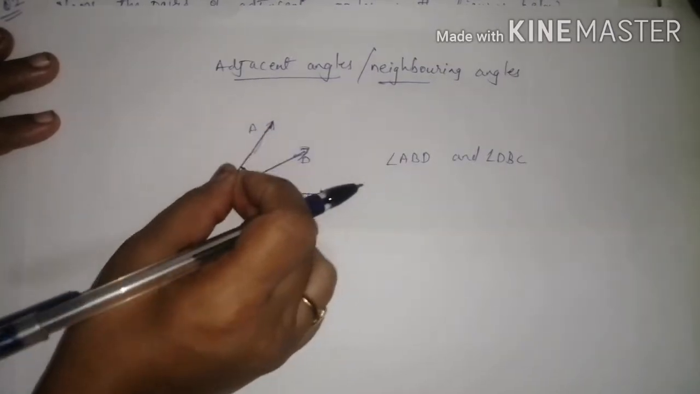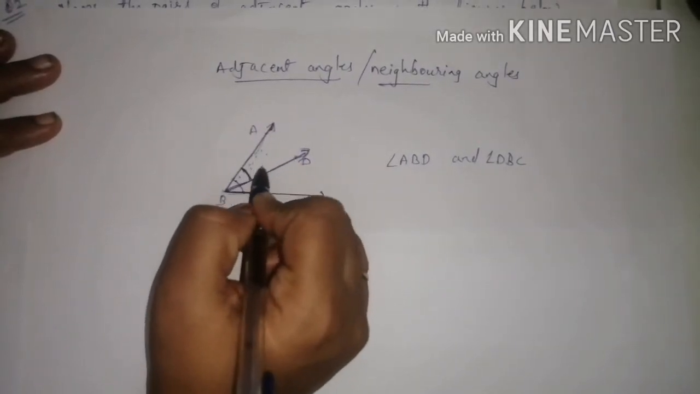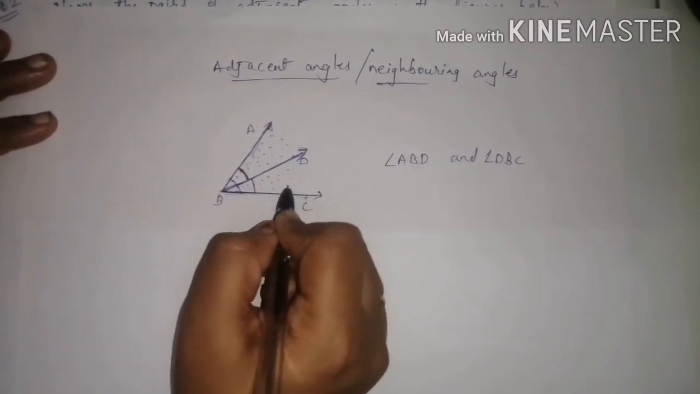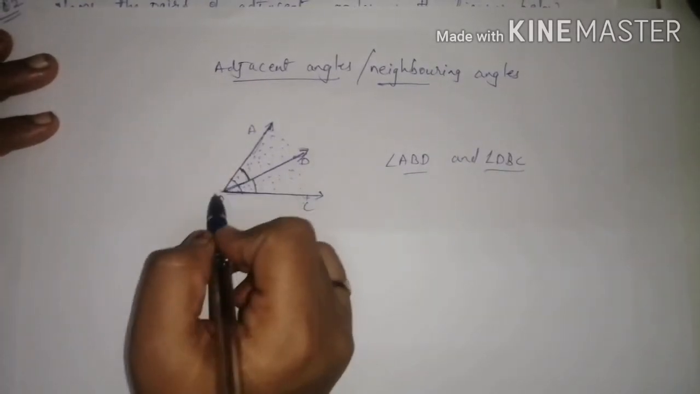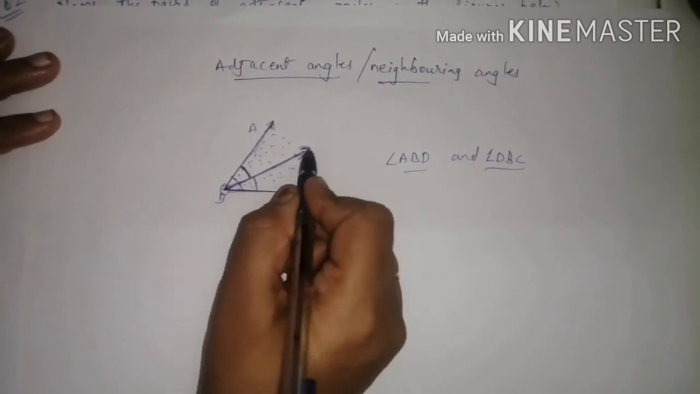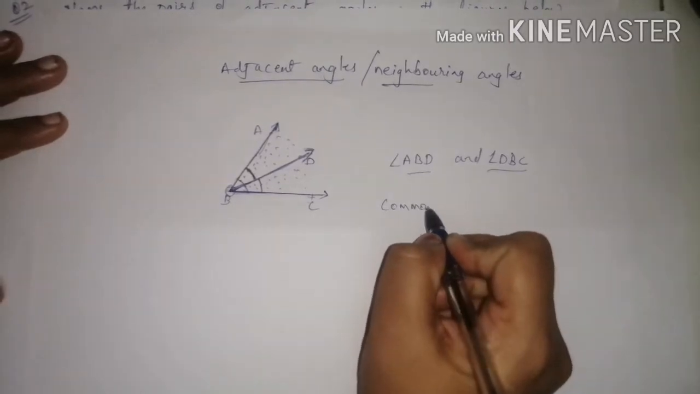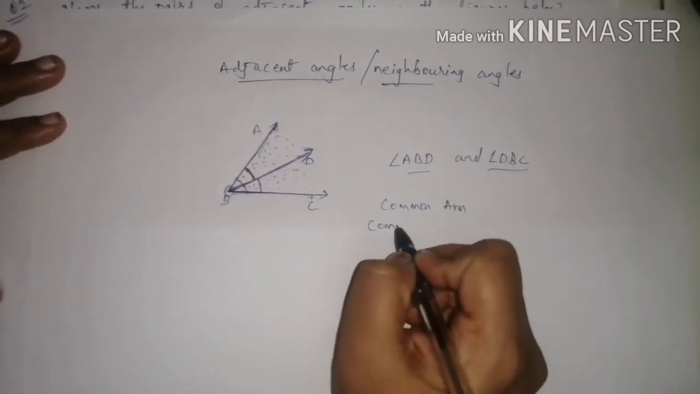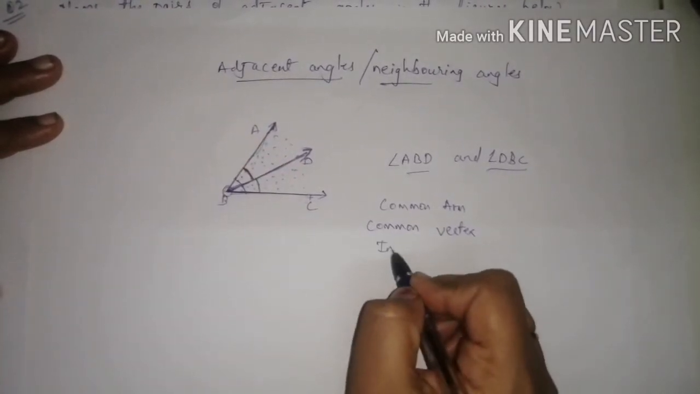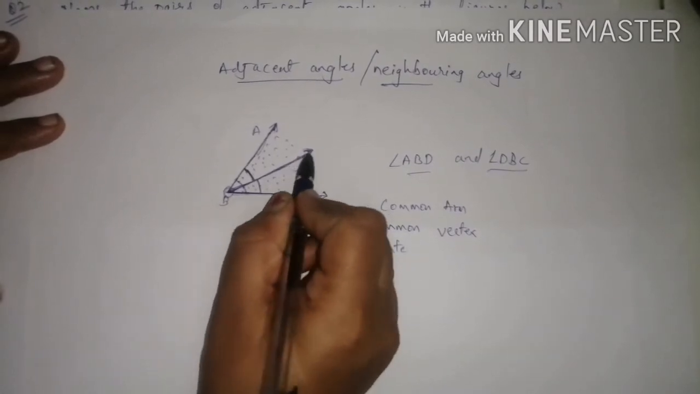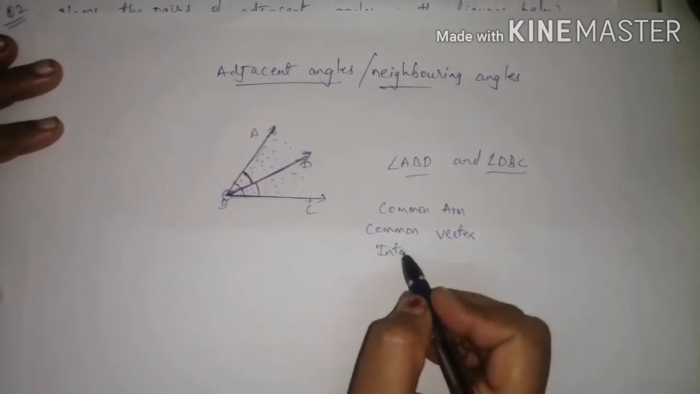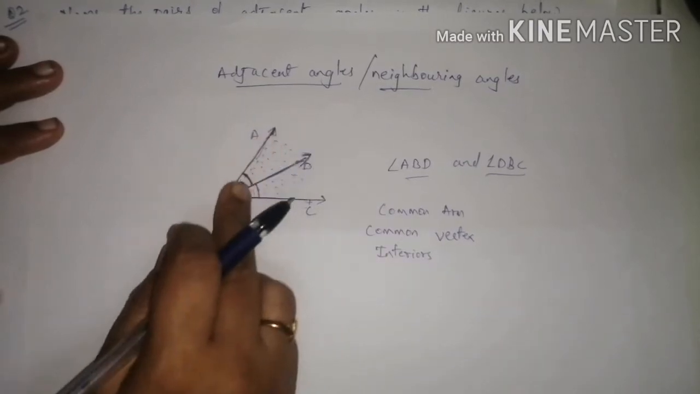And their interiors are separate. Interior means the points which are coming inside angle DBC and angle ABD, and they have a common vertex B, and they have a common arm. Common arm, common vertex, and their interiors are separate. This is the common arm. BD is common in angle ABD also and DBC also, and the interiors are separate. This interior part is separate.